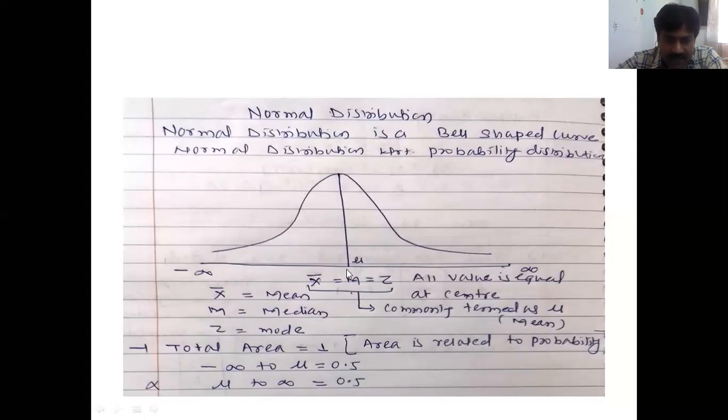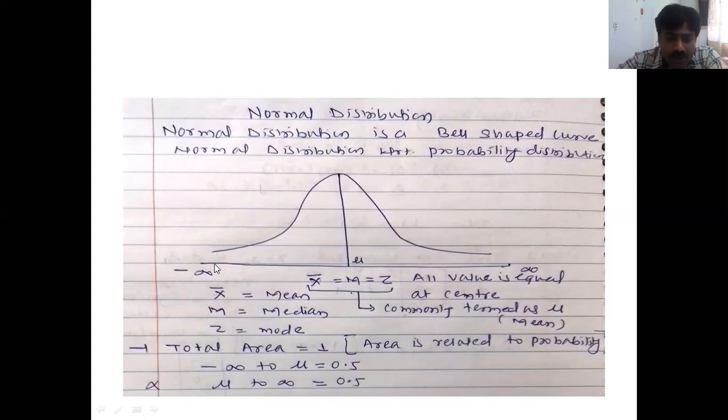At the center of this bell-shaped curve, all the values are equal. Now what are these values? This x bar is our mean, as explained here. Capital M is the median and Z is the mode. So the values of mean, median and mode are all equal at the center.